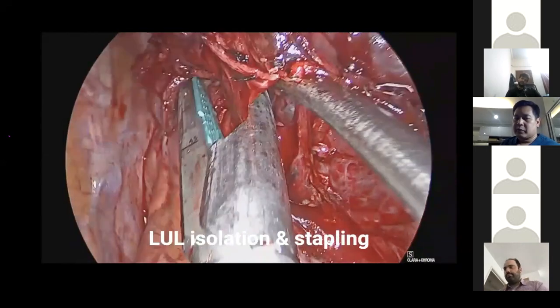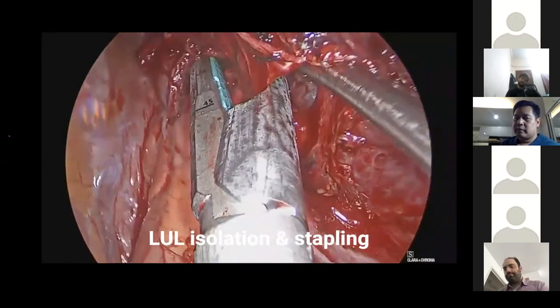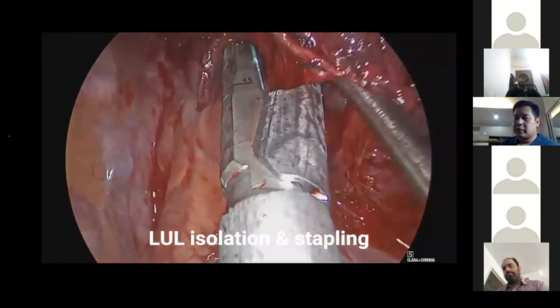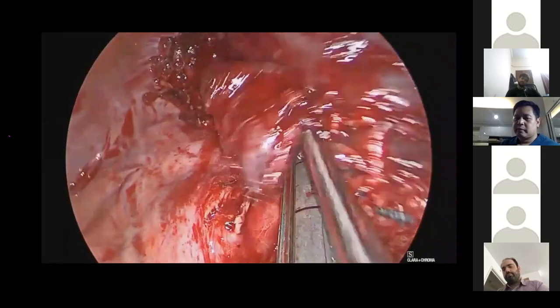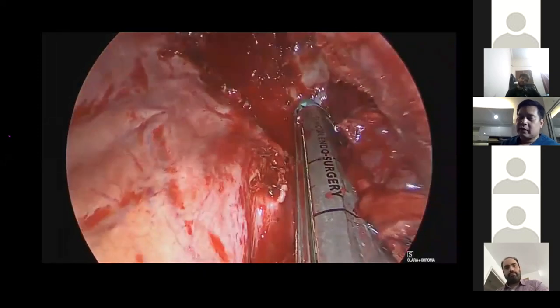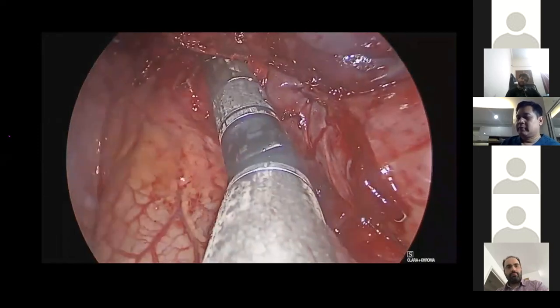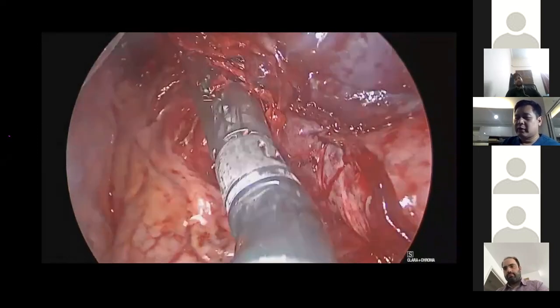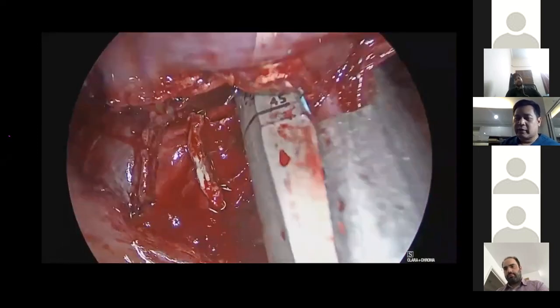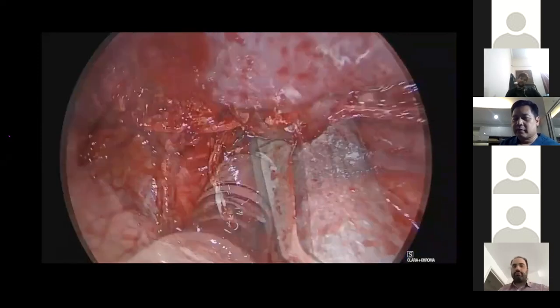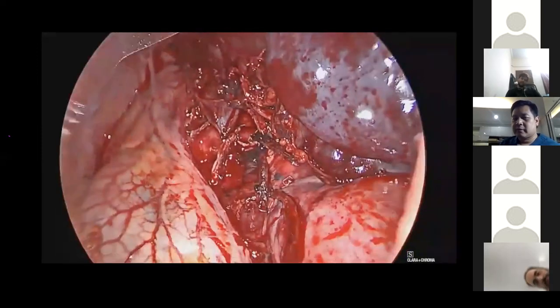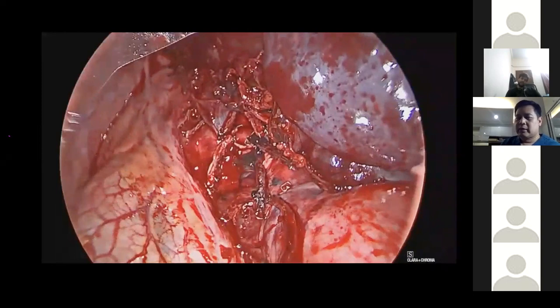And this is the left upper lobe now, using a green stapler. You can see I'm using different brands. I usually don't stick to one. Use both Medtronic and J&J, whatever's available. Okay.